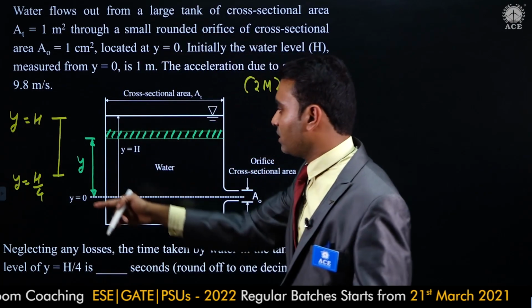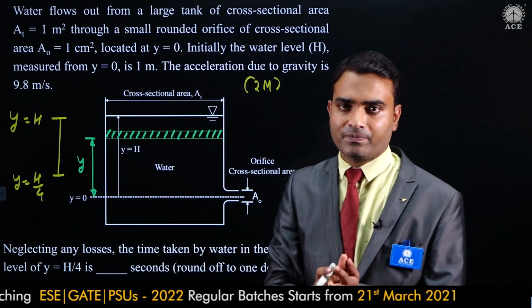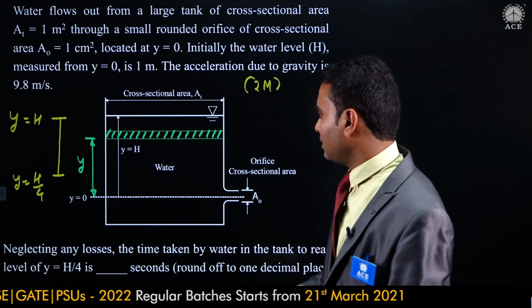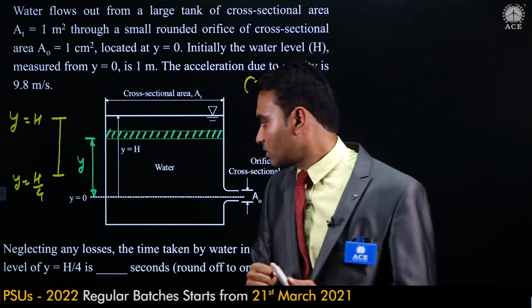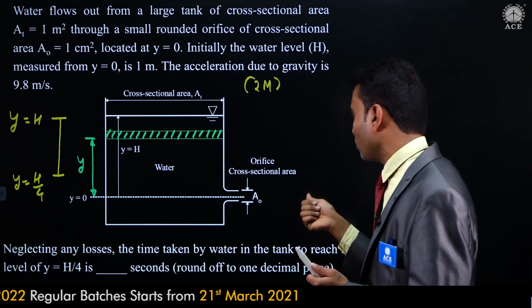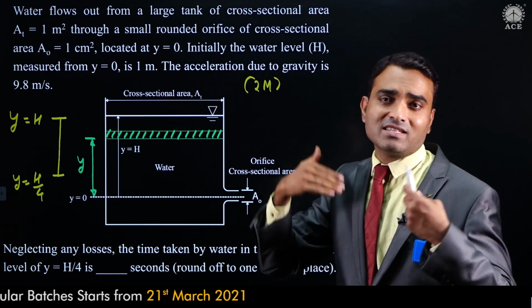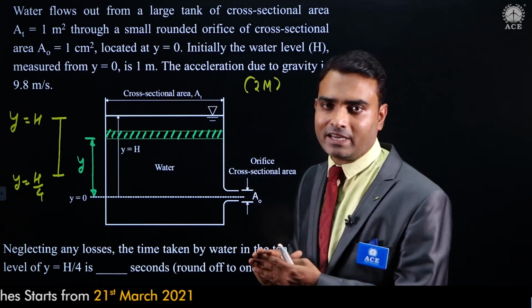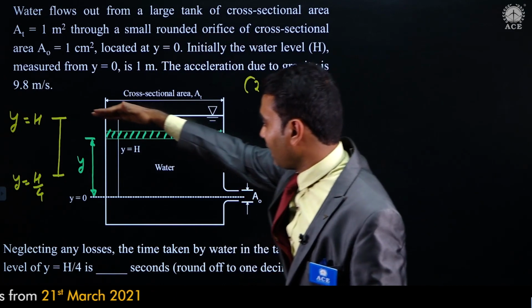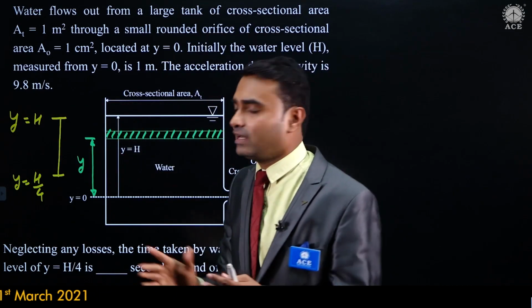To reduce this much level, we have to find out time. Now how to find out time? So this time will depend upon two things. One is discharge going out of this nozzle. If discharge is high, time will be less, right? If discharge is high, time required to reduce this level will be less.